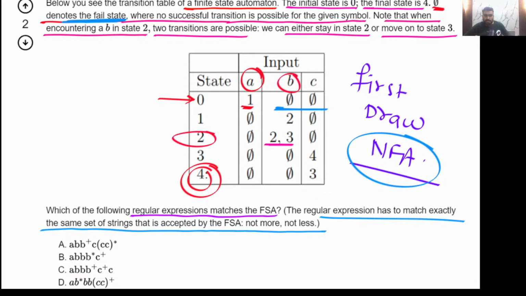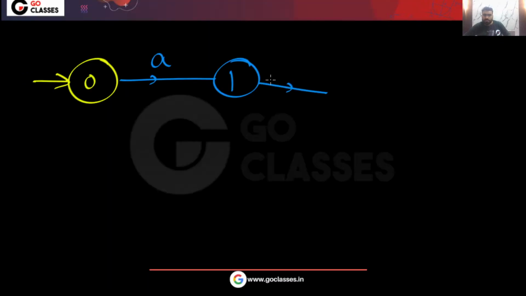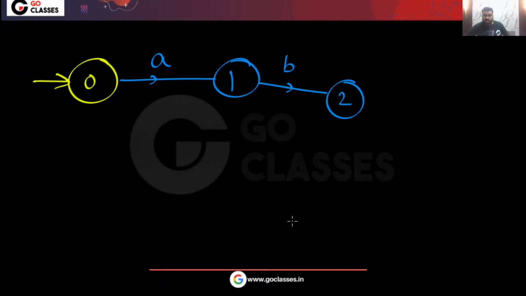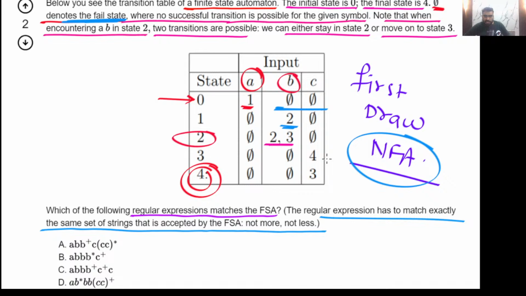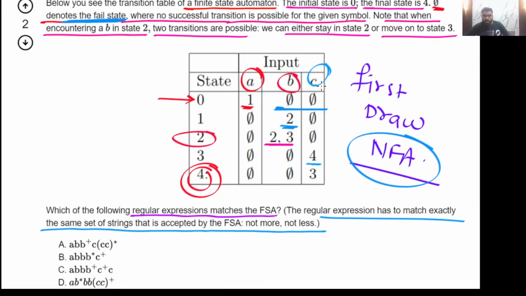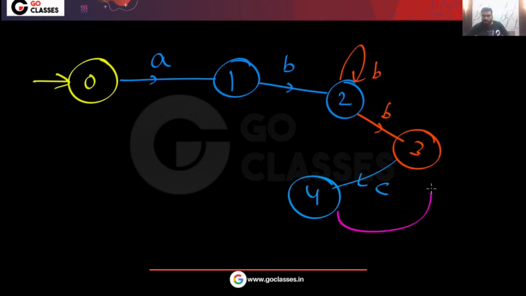Let's see state number 1. In state number 1, if you read symbol B, you will go to state number 2. In state number 2, if you read symbol B, you can go to state number 2 or you can go to state number 3. Next, in state number 3, if you read symbol C, you will go to state number 4. Next, in state number 4, if you read symbol C, you will go to state number 3, and this is your final state.